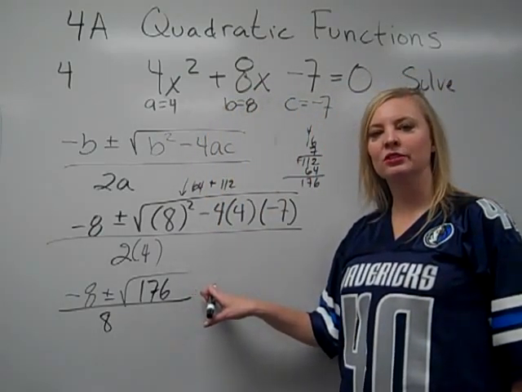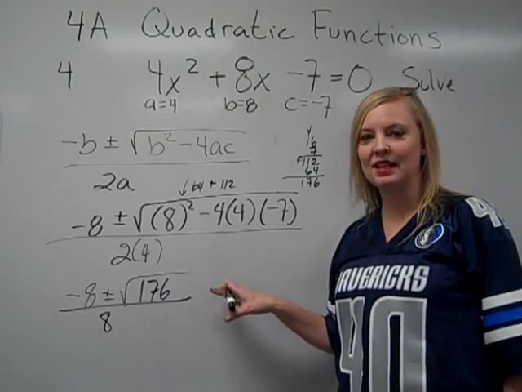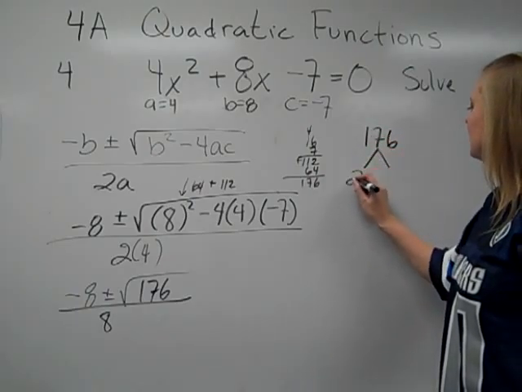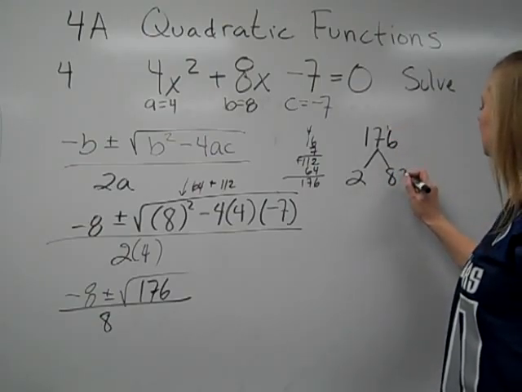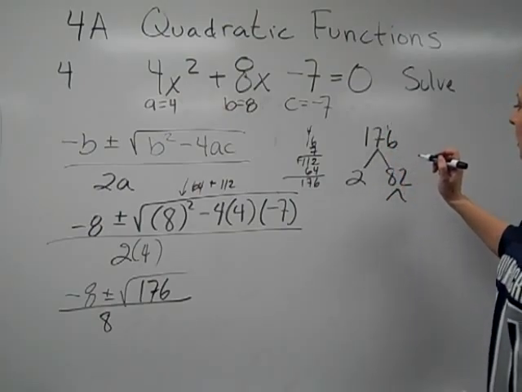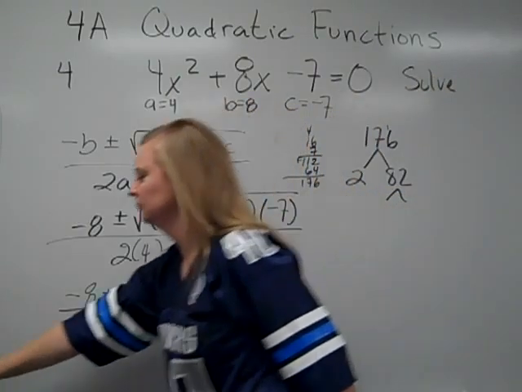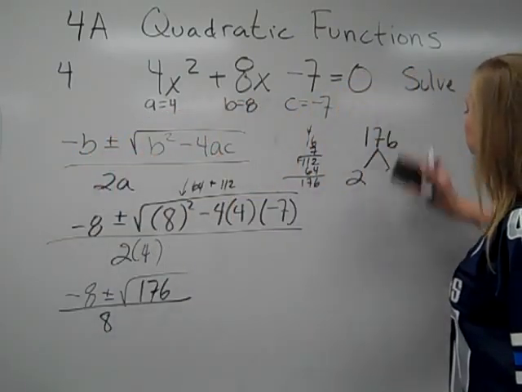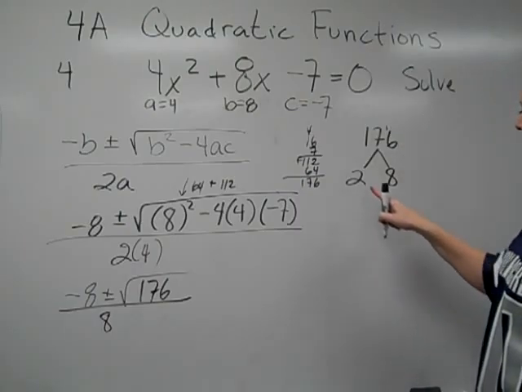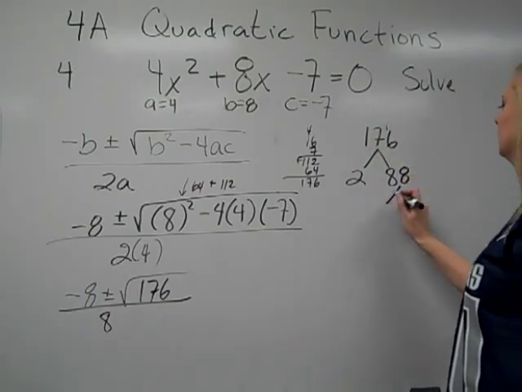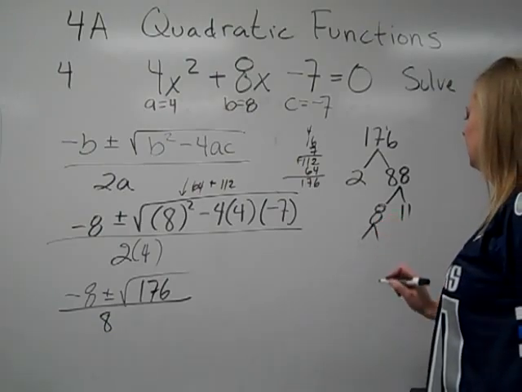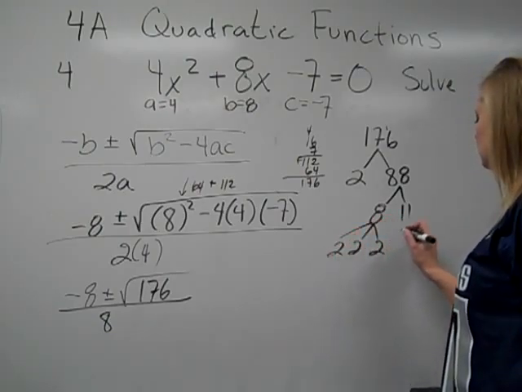Okay, let's simplify the radical. We're going to do this by breaking 176 down and seeing how many squares we can pull out of it. Let's try that again. 2 doesn't go into 1, it goes into 17 8 times with a remainder of 1. 2 goes into 16 8 times. Okay, 8 can be factored out as 8 times 11. And here we have 2 times 2 times 2 times 11.